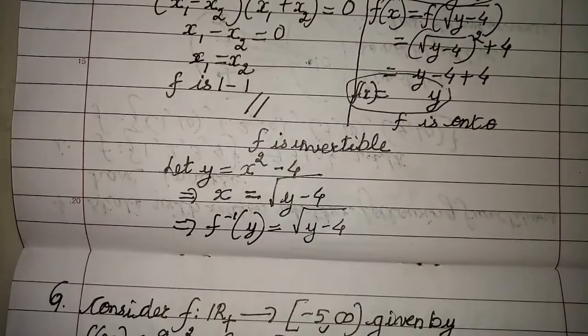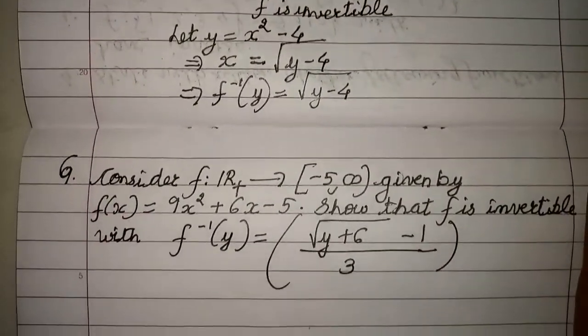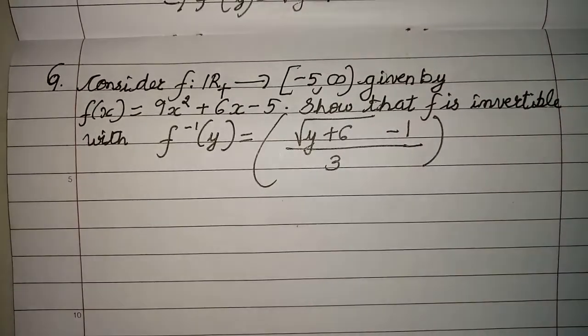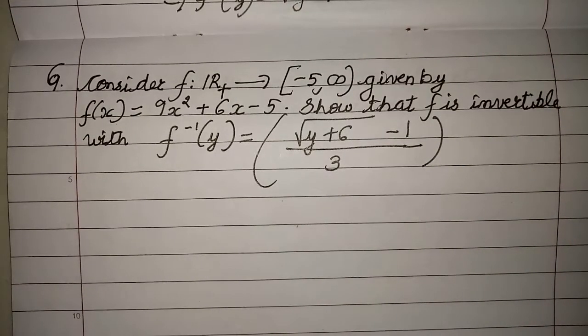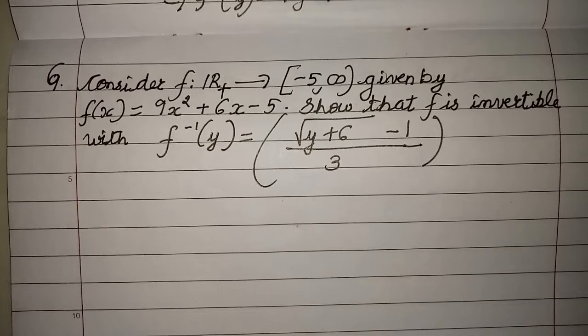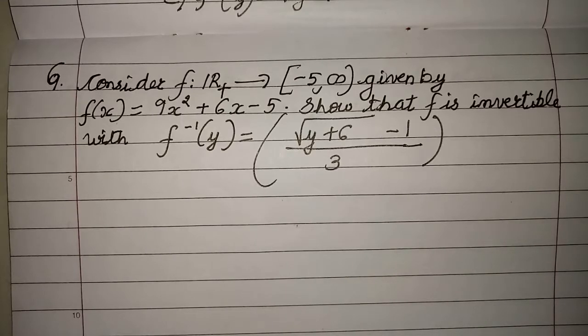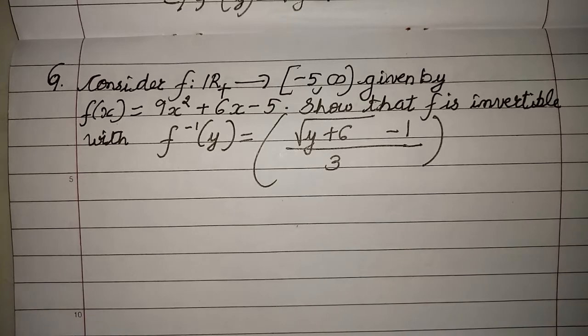Now coming back to the next problem. Consider f is a function from R plus to the closed interval [-5, infinity) given by f of x is equal to 9x square plus 6x minus 5. Show that f is invertible with f inverse of y is equal to square root of y plus 6, minus 1, divided by 3. So it is the same kind of problem, and we are going to do this in the same way.